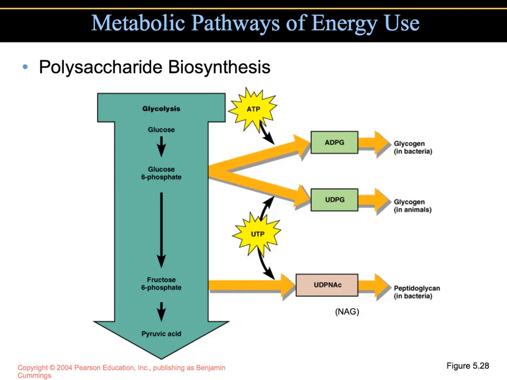UTP is uridine triphosphate, and this is an energy source. Right here, anytime you see that big star, you know that we're talking about energy. And we also have things like UDPG, UDPNAG. These are all forms of sugars. They're used to make sugars.